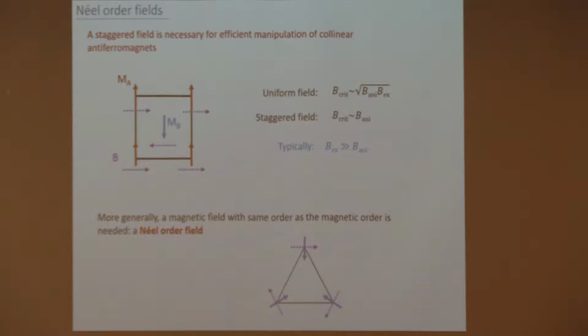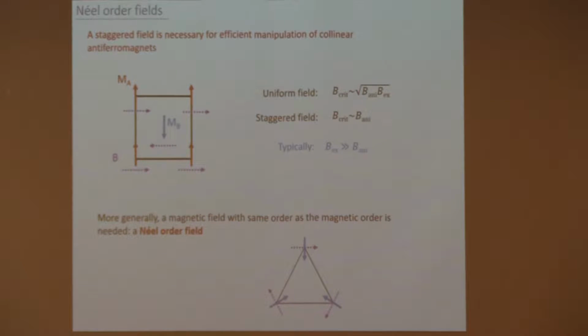Before I talk more about the theory of the spin orbiter, I want to say a bit more about what kind of effective magnetic fields we need to switch antiferromagnets. We already heard many times from Helen and other people that uniform magnetic fields are not very efficient at manipulating antiferromagnetic order. The lowest field which can reorient an antiferromagnet is the spin flop field, which is proportional to the square root of the anisotropy times the exchange field. And because the exchange field is quite large, this is typically a large field, around 10 Tesla.